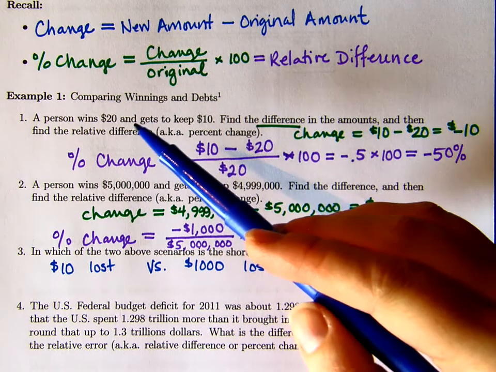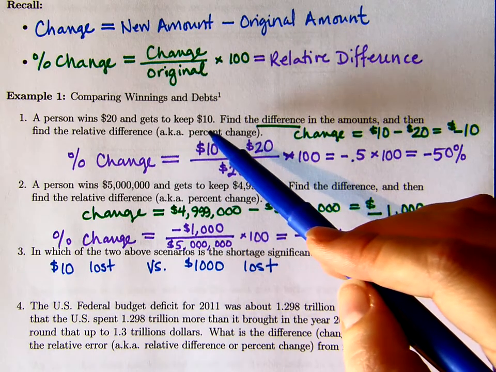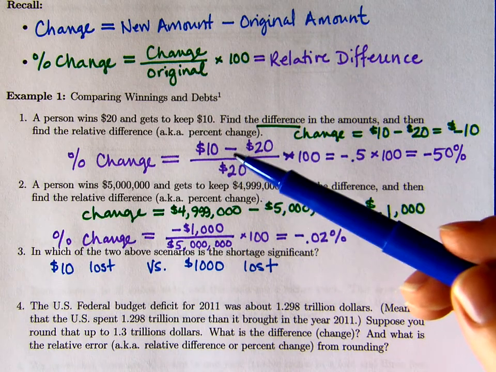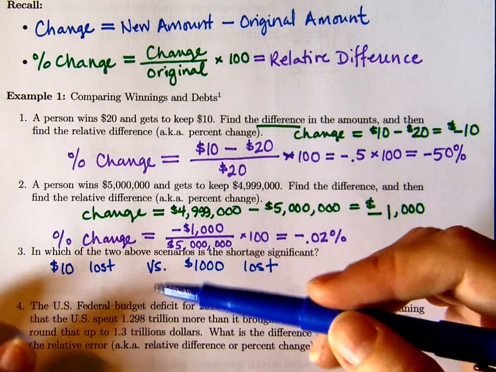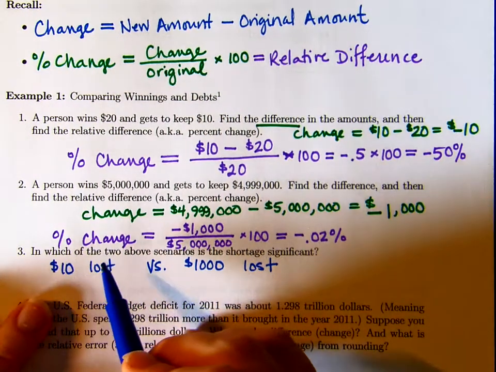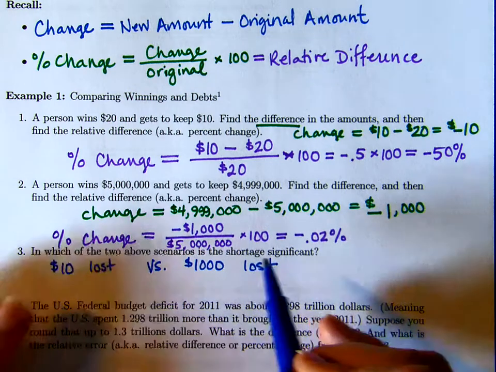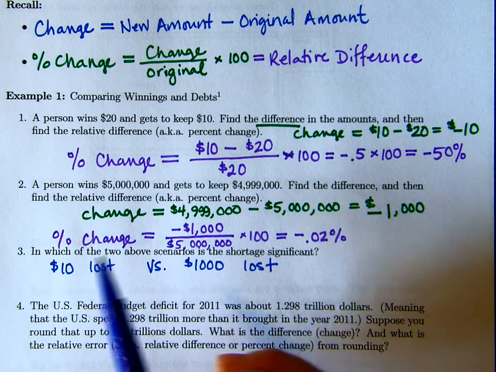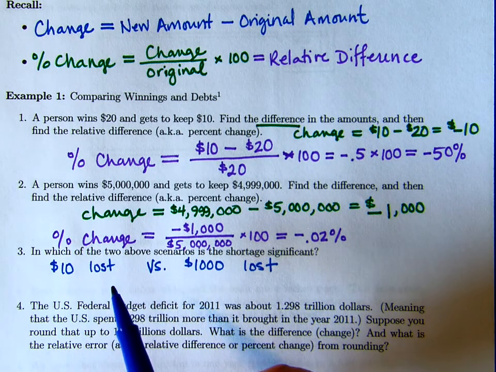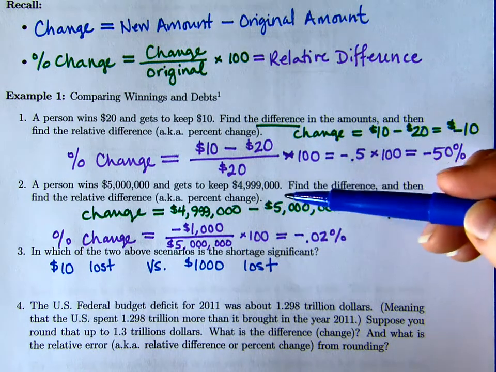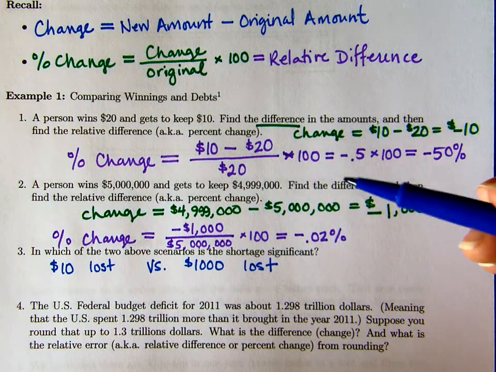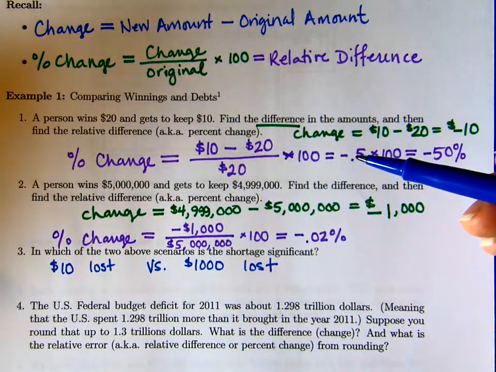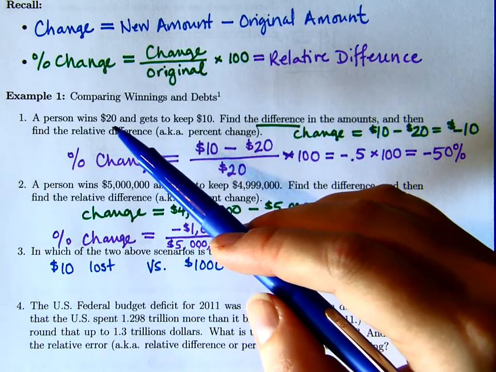But here, someone wins $20 and loses half of it. Yeah, that matters. That's like a whole 2 gallons of milk, maybe 3. So in which of the two above scenarios is the shortage significant? You could make a claim that $1,000 lost is more significant than $10 lost, but at the end of the day, because of how much is overall there, the $10 loss is actually more significant because of what they had won.